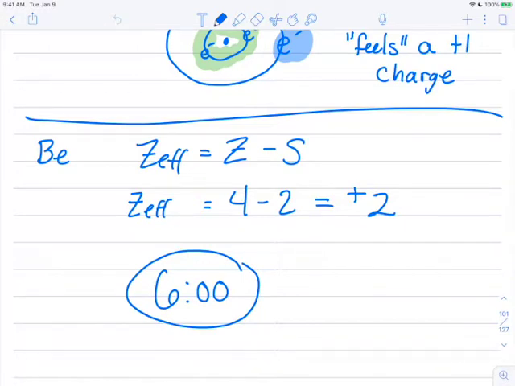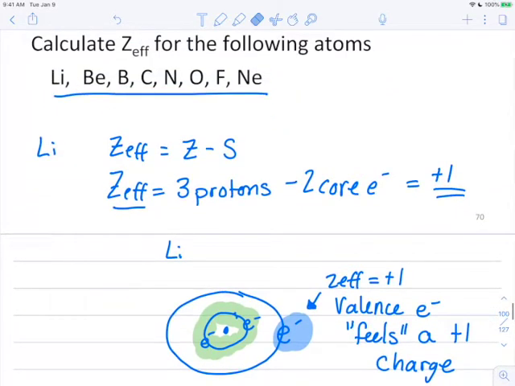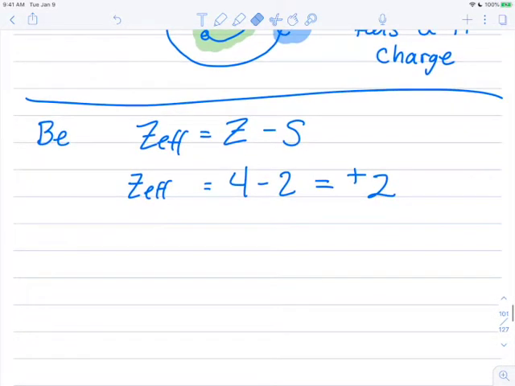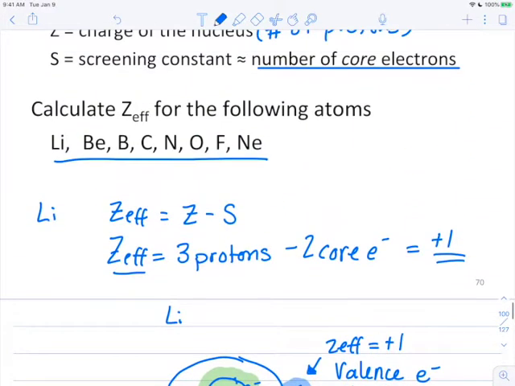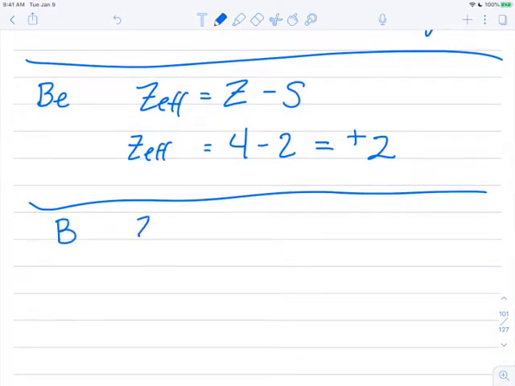All right, so let's go ahead and get started again. Any questions about what we were doing before the break? All right, so we took a look at lithium and we found out lithium was a +1. We took a look at beryllium and beryllium was a +2. Let's go ahead and do one more here and then I'm going to show you another method. But first, let's try our boron. So we're going to be calculating Z effective, which will be our number of protons minus our core electrons.